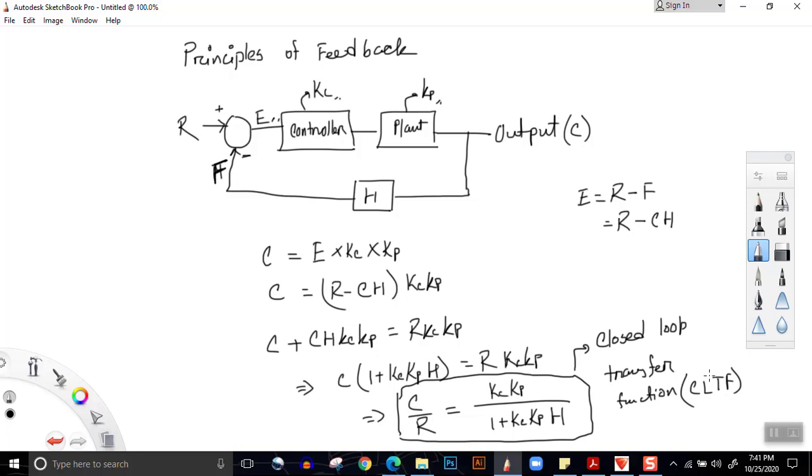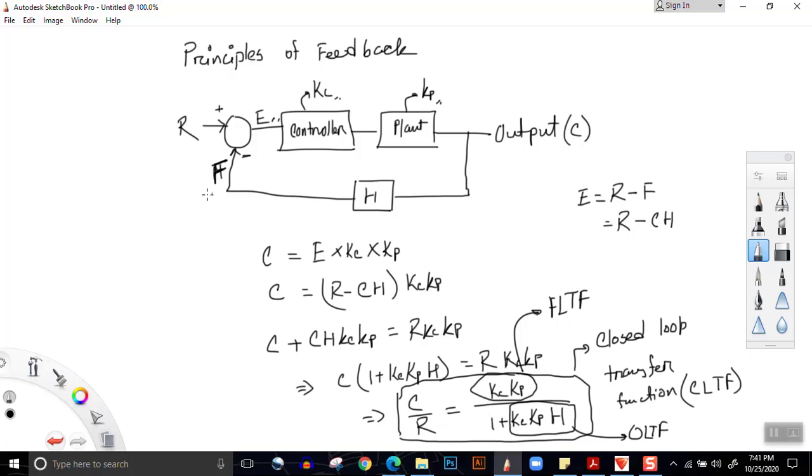Now the closed loop transfer function consists of two parts. This Kc Kp, this part is called the forward loop transfer function, and this part Kc Kp H is called the open loop transfer function, OLTF. So closed loop transfer function is equal to forward loop transfer function divided by 1 plus open loop transfer function.